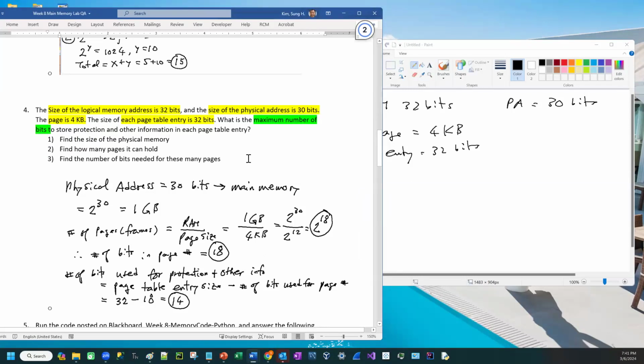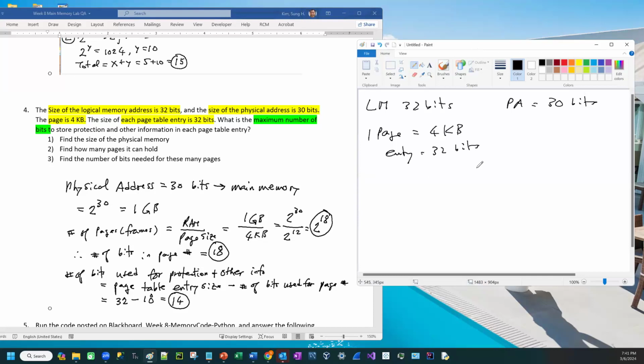And so in order to do this, you want to find out the size of the physical memory, and you want to find out how many pages it can hold. And then find the number of bits needed for however many pages you just found that it needs to have. Okay. So the physical address, it told you it is 30 bits, right? So that's the actual main memory, the RAM, right? So if it told you that it's using 30 bits, then you can go back to those calculations that we did.